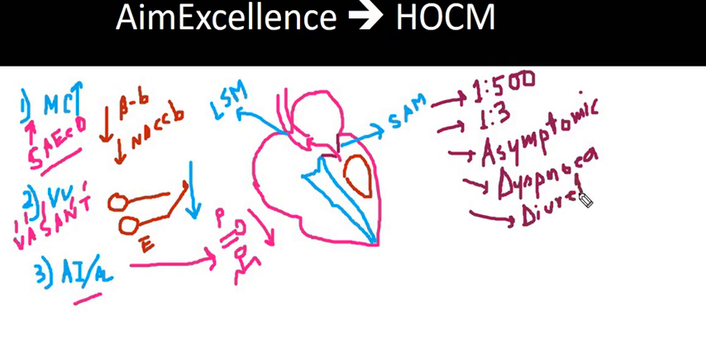There is a familial HOCM too, apart from the idiopathic HOCM. In familial HOCM, the most important gene is the cardiac beta myosin heavy chain gene.